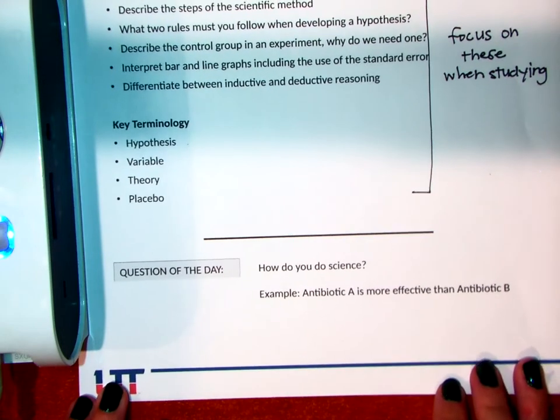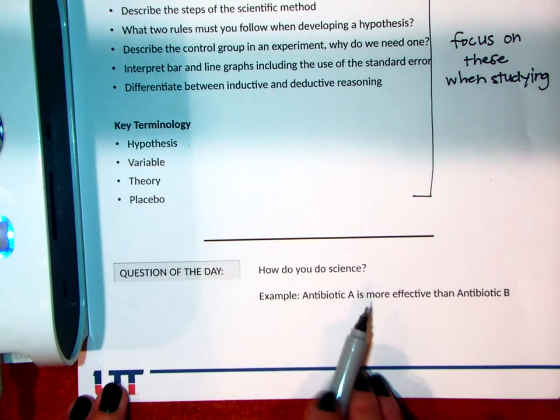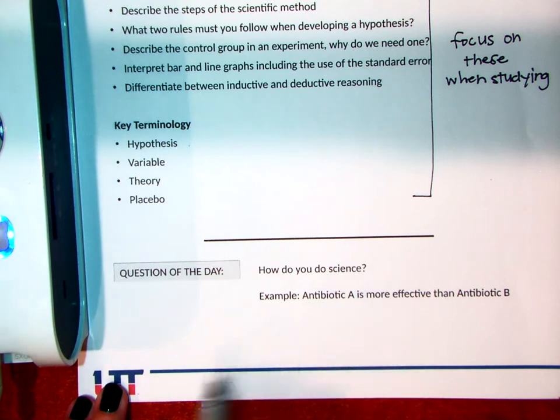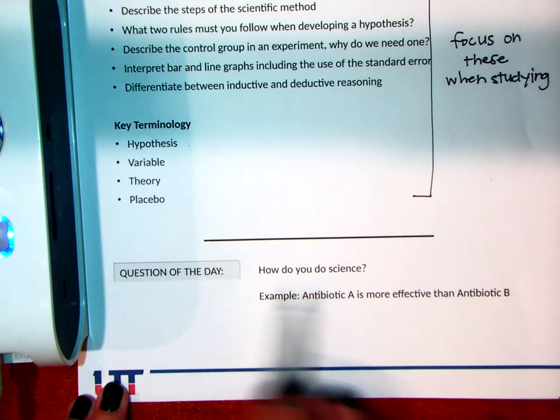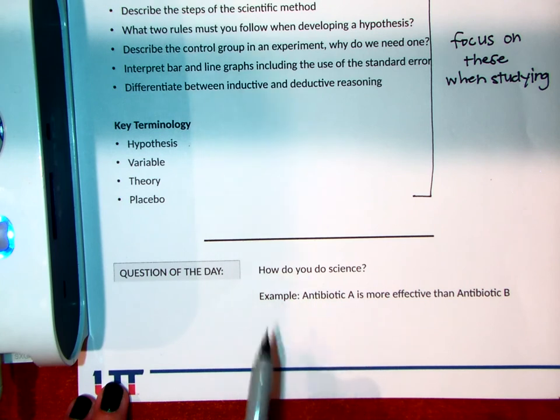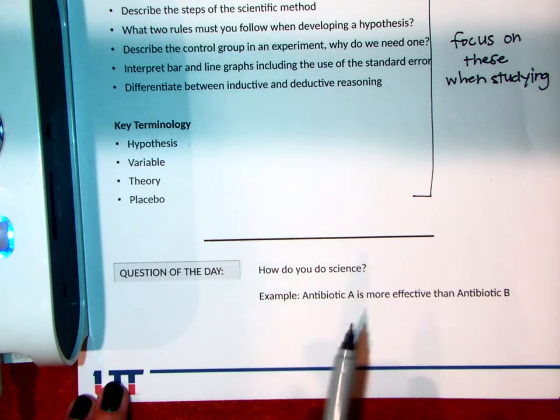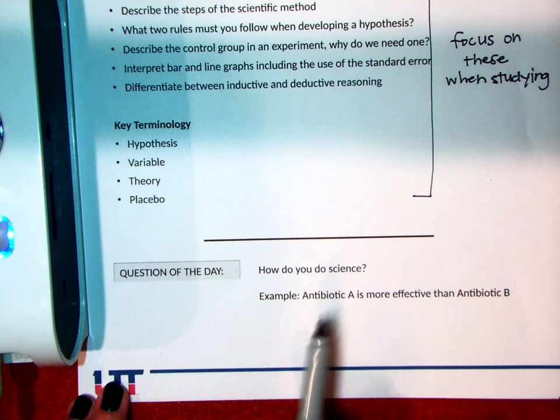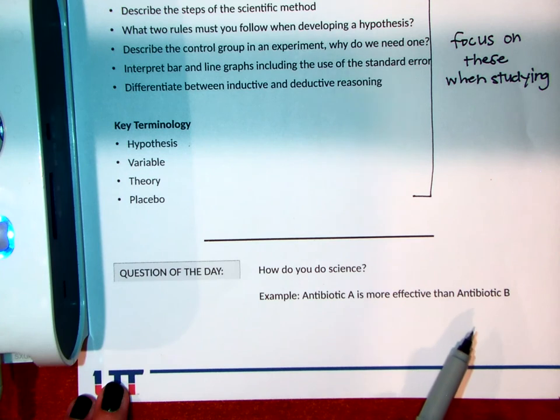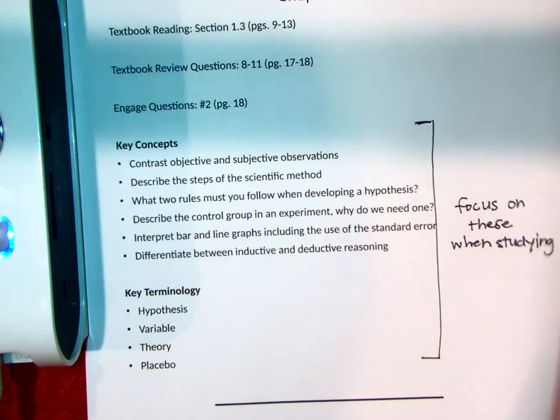Okay, so for the question of the day, how do you do science? For each exam, there are 3 extra credit questions, and these ask about the questions of the day for this section. So make sure you pay attention to these. And for this one, you are given a hypothesis. We'll come back to this later. This is from your reading from the ebook. I think it's talking about stomach ulcers, but antibiotic A is more effective than antibiotic B. So again, we will come back to that in a little bit.